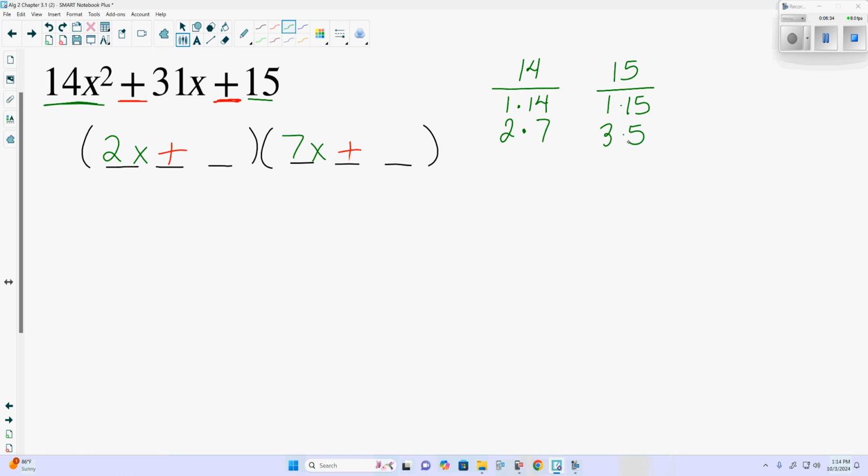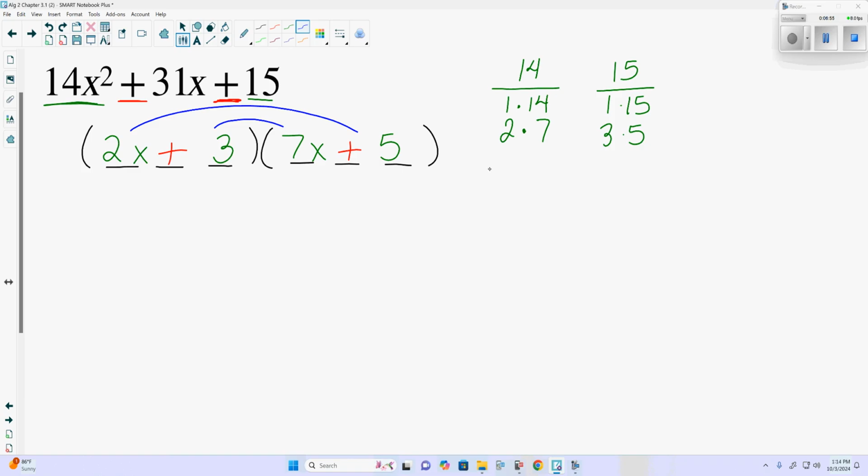1 and 15 or 3 and 5. Which one do we want to try? 3 and 5. Which one goes first? 3, 5. Now at this point here, does it really matter how we set this up for the most part? No, because we need to just plug them in and check. Because if we get the correct middle term, we're done. If not, we make some adjustments.